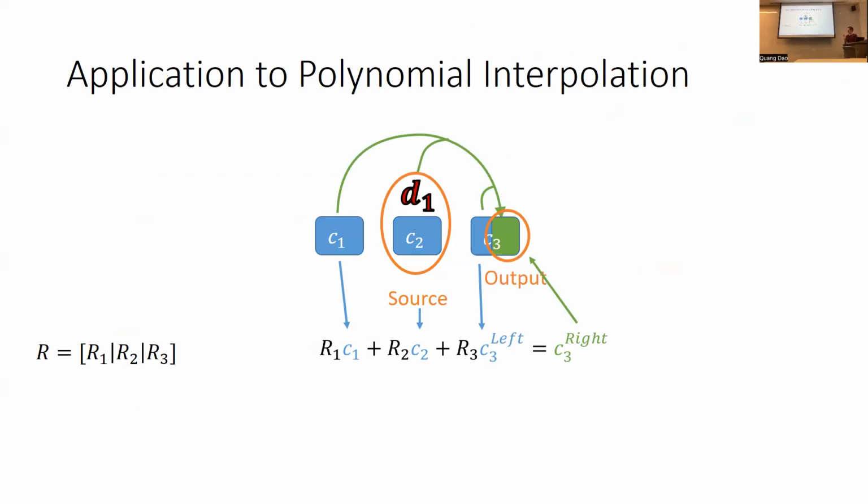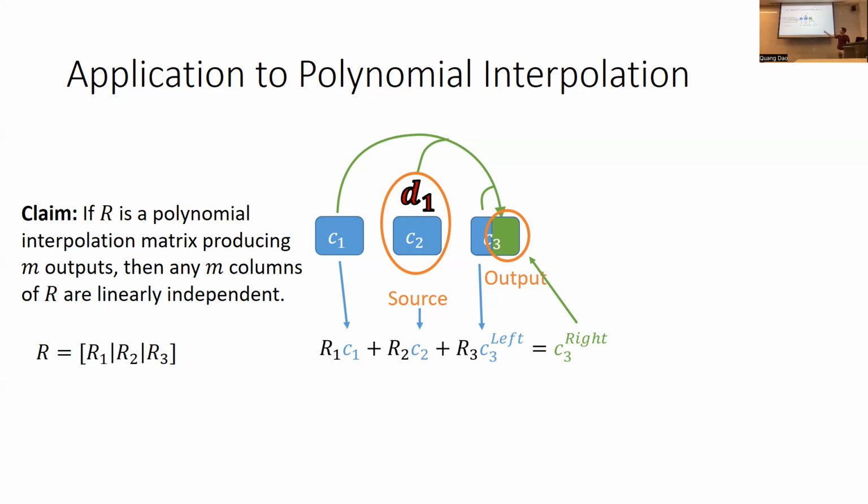Just a couple more minutes. I'm going to try and get through this quickly. Let's talk about its application to polynomial interpolation. It's a linear operation, so we can just write it as a sum of matrix and vector multiplications. It turns out that for any polynomial interpolation matrix, if it's producing m outputs, then any m columns of it are linearly independent.